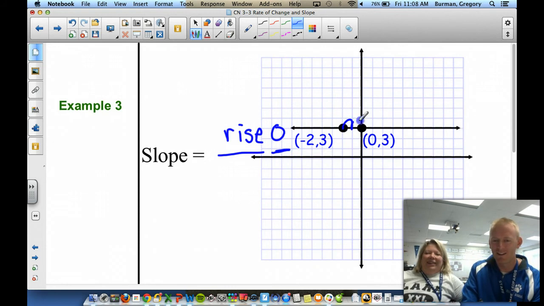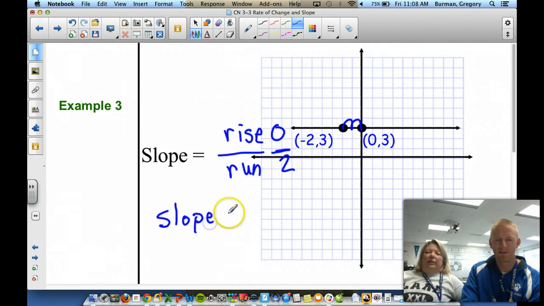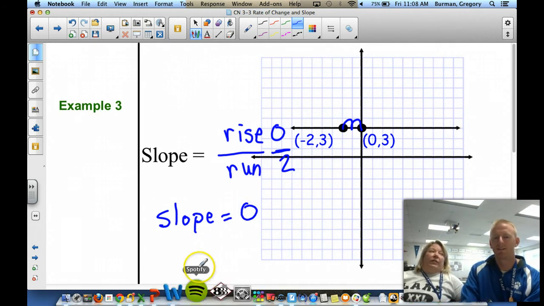And we run 2 spots. So my run was to the right 2. I don't even know what 0 divided by 2 is. Well, you can divide 0 by 2, because you have a positive denominator. Your run is positive. So really, your answer just simplifies to 0. So my slope is 0. That means my horizontal lines have a slope of 0.